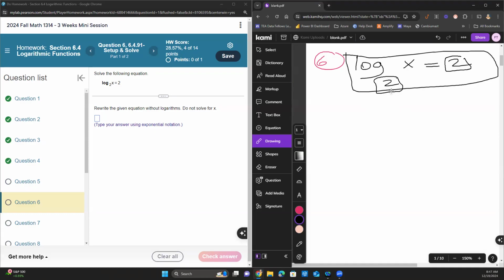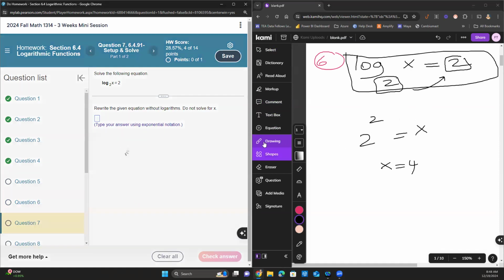If we convert it to an exponential equation, the base is 2, and we're raising it to a power of 2, and then we will set this equal to x. So x is 2 squared. So in this case, the answer will be just 4. So we're going to move to number 7 next.